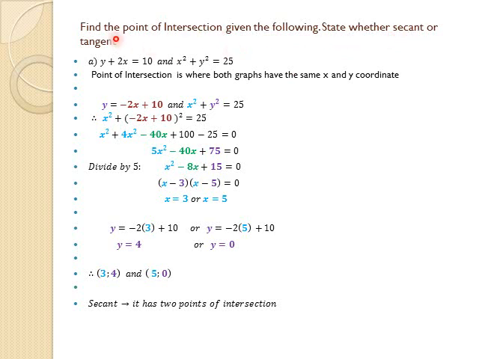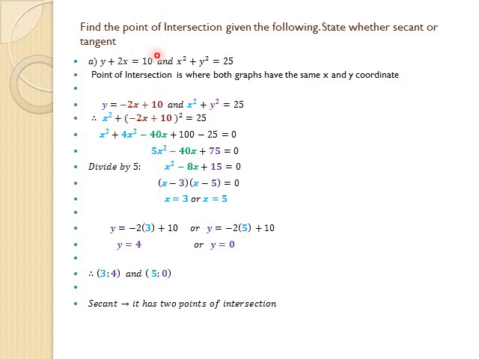So very important, we assume you know when we say point of intersection, it's a place where two graphs meet each other, they touch or cross each other at that point, and therefore they have the same x and y value at that point. So given y plus 2x equal 10, x squared plus y squared equal 25. Equation of a circle, equation of a straight line. So as I said, point of intersection where both graphs have the same x and y coordinate.